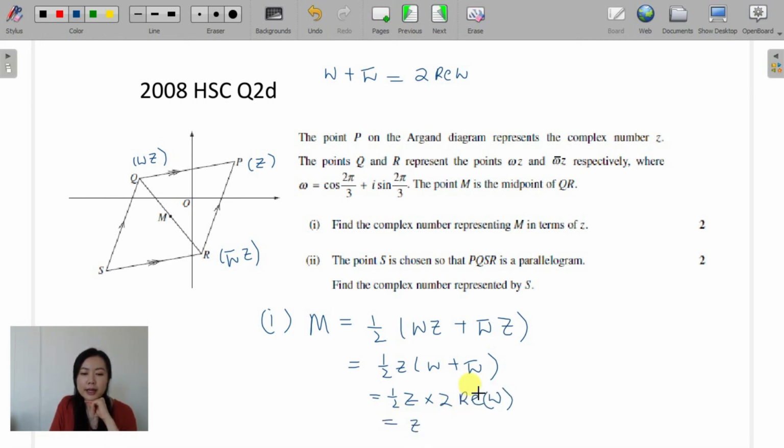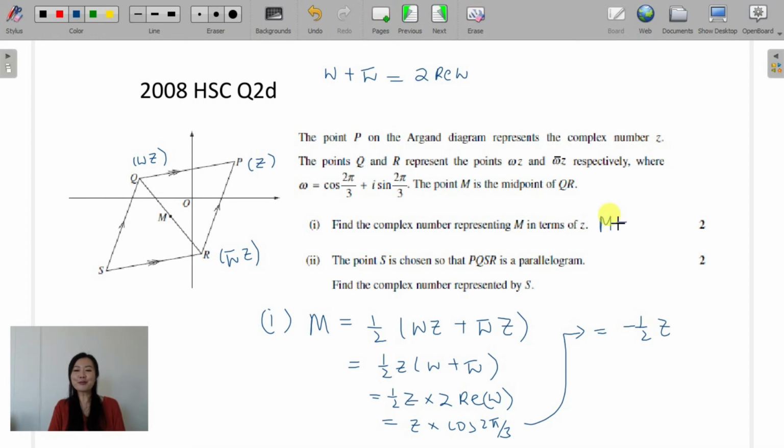So the real part is cos 2π/3. And that's negative a half. I hope you're mind blown. Or maybe you worked it out, smarty pants. Alright, so second part.